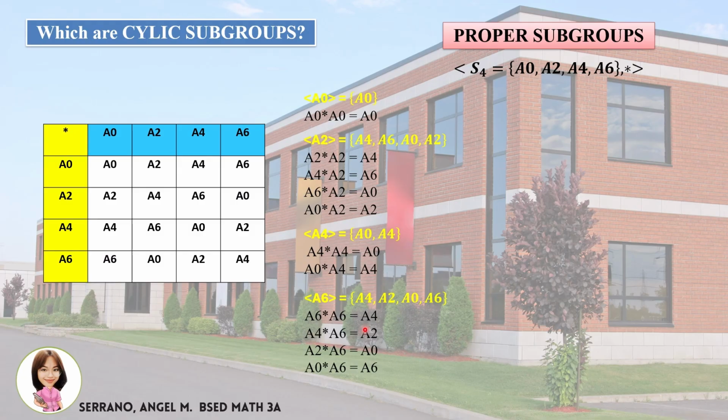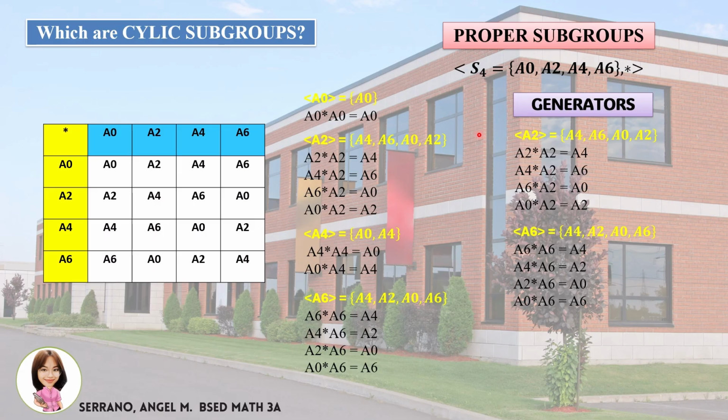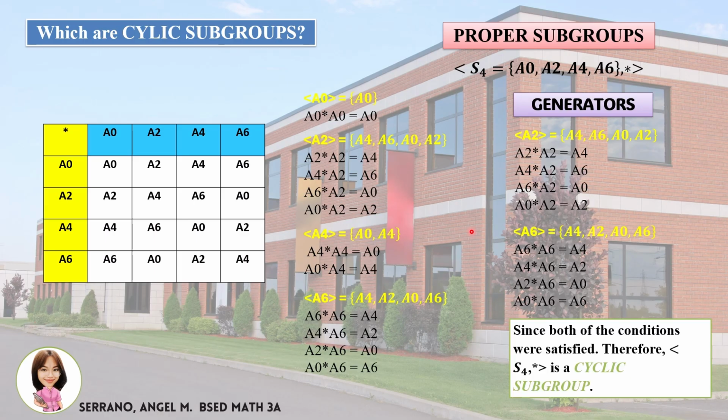Then next we have the elements generated by A6. The elements generated by A6 are A4, A2, A0, and A6, and as we can see, it generates the entire group of S sub 4. Therefore, it is a generator of S sub 4. Since we have at least one generator here, which are the elements generated by A2 and A6, this condition is satisfied. And since it is also abelian, both of the conditions are satisfied, therefore we can conclude that the group of S sub 4 under binary operation star is a cyclic subgroup.